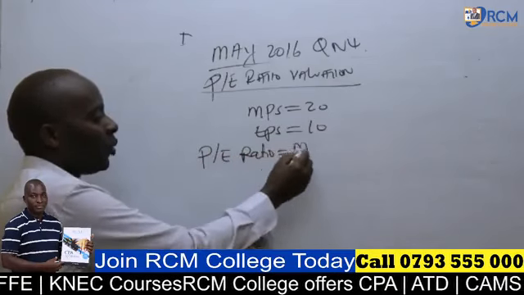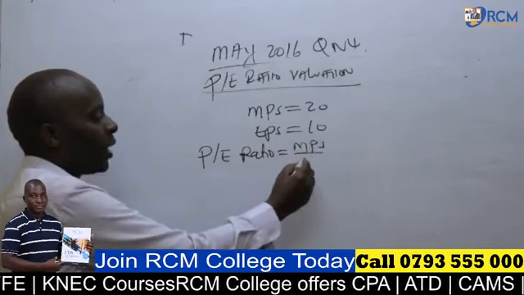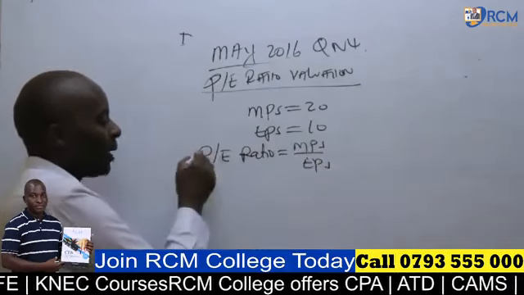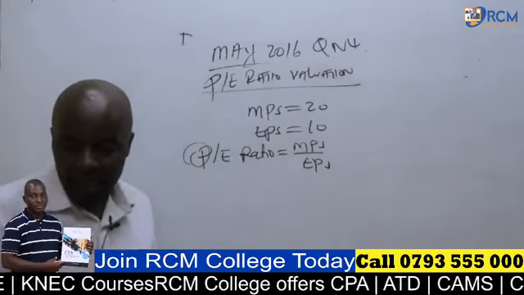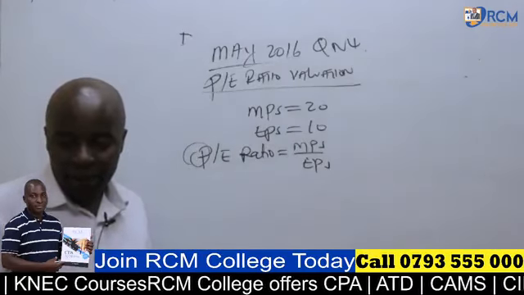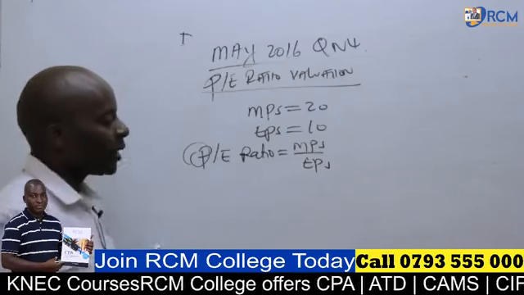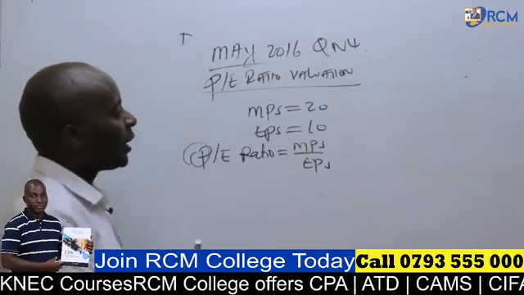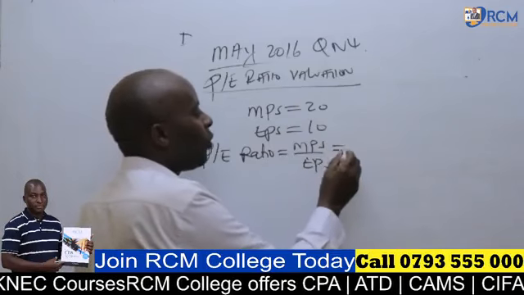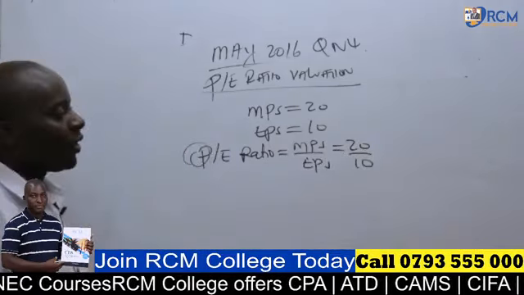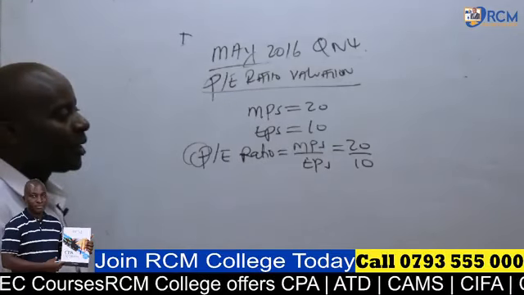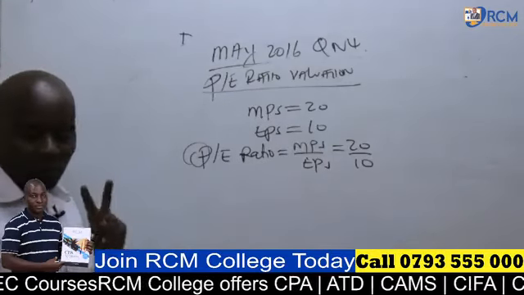will be equal to MPS over what year? Over EPS. Market price per share all over earnings per share. So in that case here, I will come and talk over 20 all over 10. 20 all over 10. Now listen to me very well. Of course, this will give me two.